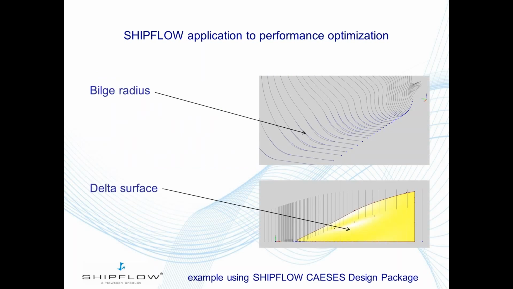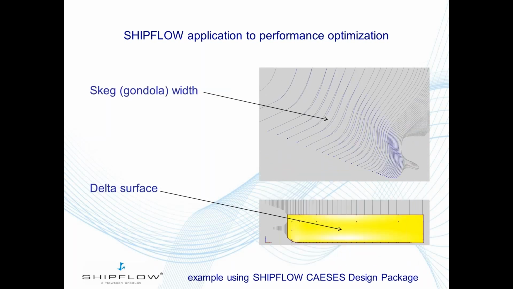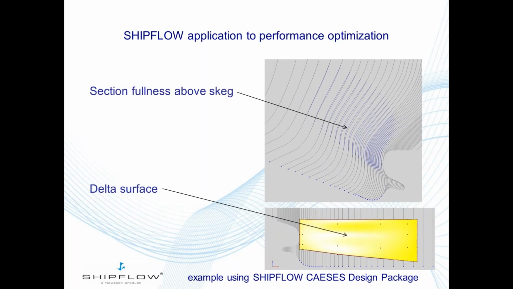So here is one example of one of the patches. So you have the delta surface shift defined here, and you have some control points which you can then change this surface, and you apply that transformation on the hull. So with a few parameters, you can change the hull shape. This is the bilge radius. The same thing is done for the keel line profile of the bossing. So this is a different surface, a different patch applied. Third patch will change the skeg gondola width, and the fourth one will change the section fullness about the skeg.